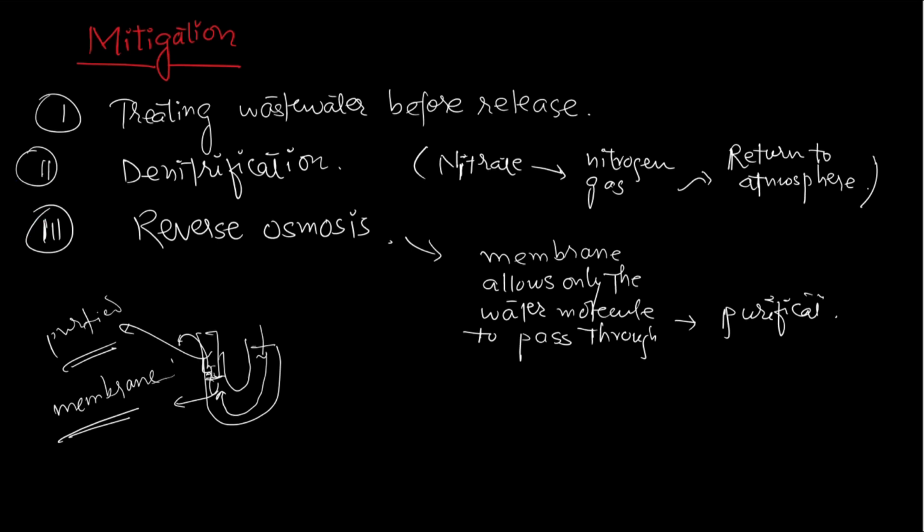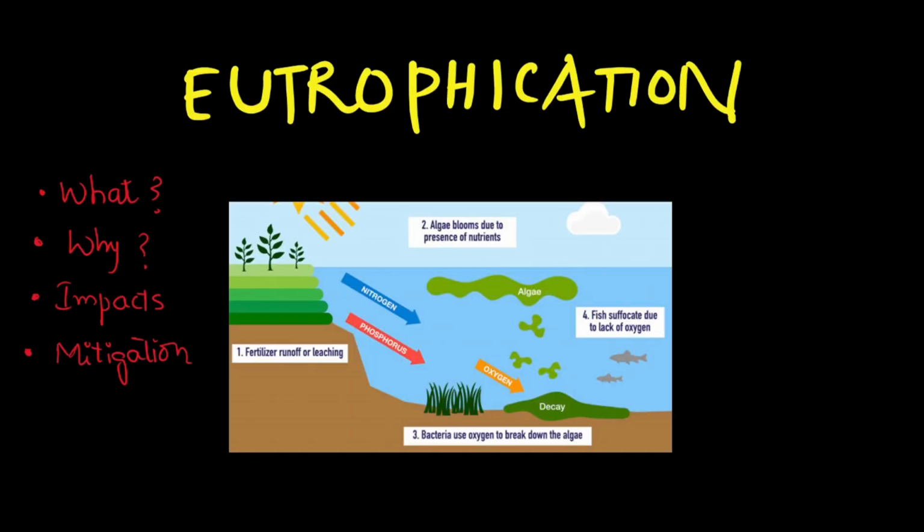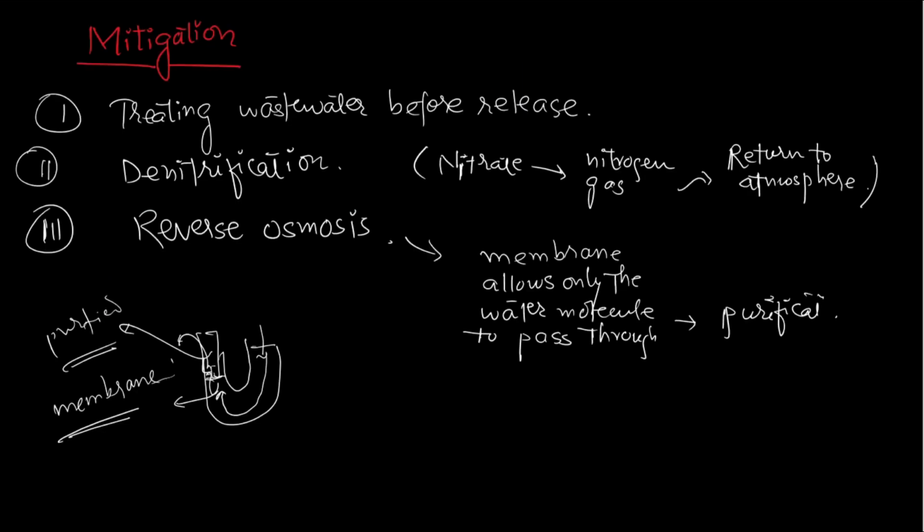Alright, so that is all about eutrophication. In this lecture we saw what is eutrophication, why eutrophication takes place, the impacts of eutrophication, and the mitigation of eutrophication.